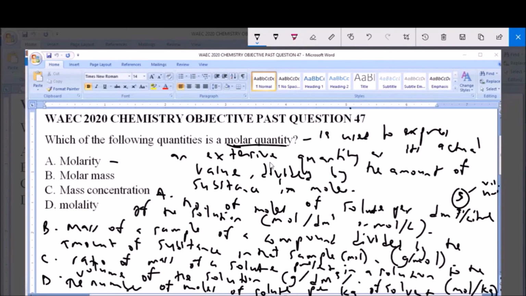Now, as we've seen, a molar quantity is any quantity expressed by dividing the original value of that quantity by the amount of substance in moles. Among the options, only option B, molar mass, involves dividing the mass of a sample by the amount of substance of that sample, that is moles, so grams per mole. So the correct answer is option B, molar mass. Molar mass is a molar quantity.